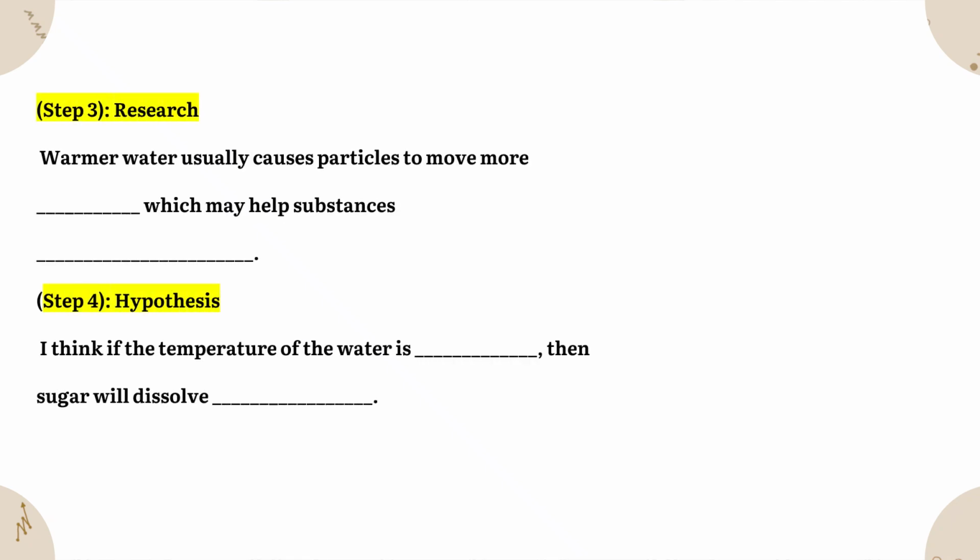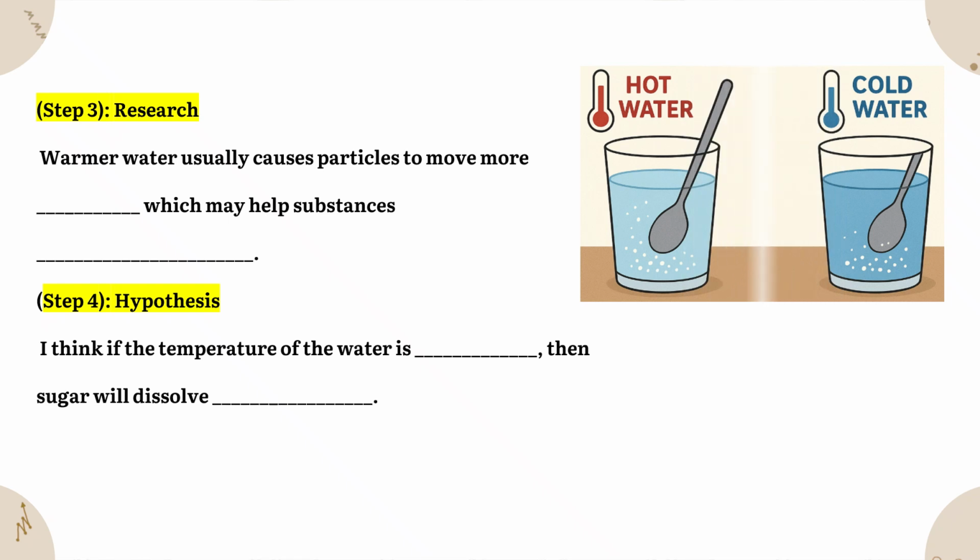After this question, the next step that I followed was research. In research, I was trying to find out a lot more information about this phenomenon that I observed. I went through books, research papers, and science magazines. From those resources, I came to the conclusion that warm water usually causes particles to move faster, because these sugar particles gain energy when heat is supplied.